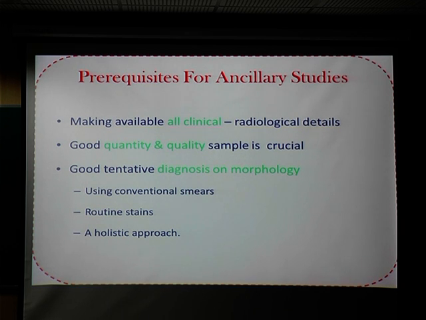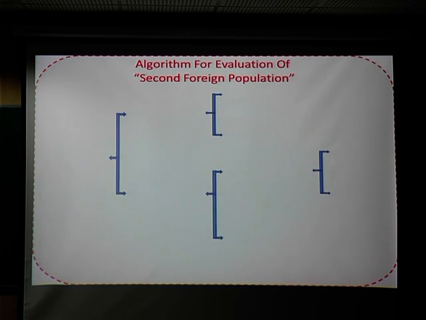And all these efforts are to identify the second foreign population of cells, which Dr. Pangarkar has also told us in the beginning. We'll see what that is. Now this is just a small algorithm for evaluation of this second population of cells. We know that the native population is the mesothelial cell, and anything which is coming there as metastasis is a foreign population to the effusions.